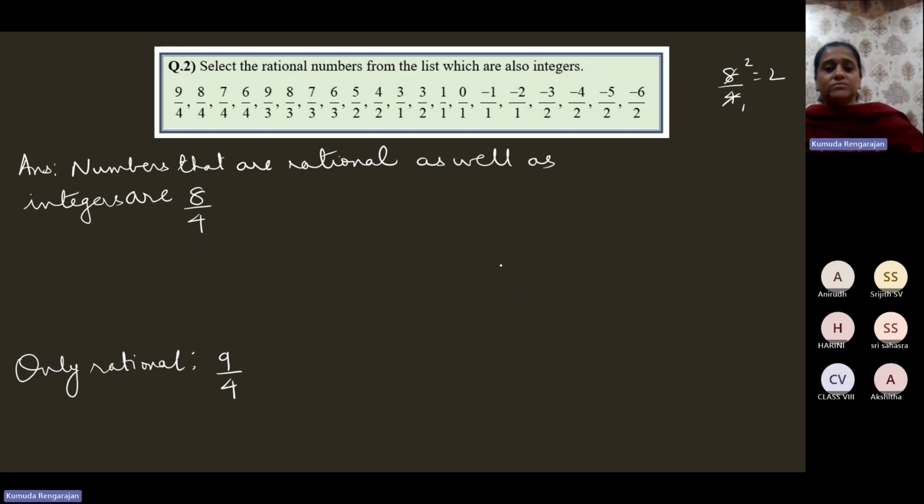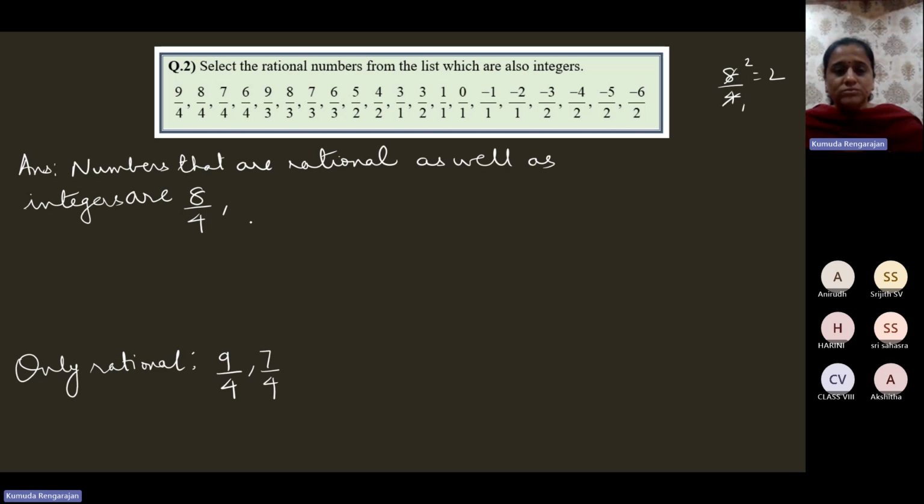2 is an integer. You should tell me 7 by 4. Only rational or both? Integer. Not an integer. It's not an integer. So it's only a rational number.